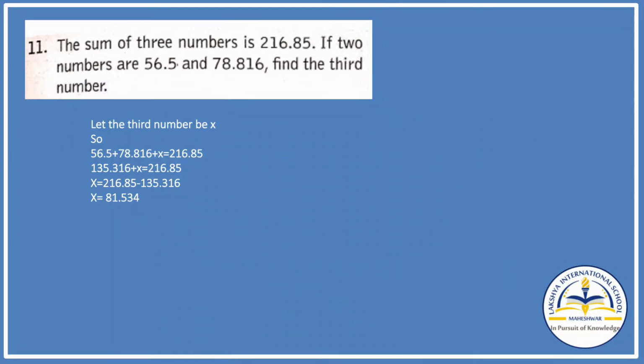Now 56.5, this is the first value, this is the second value, and the third value we have to find. So we have written here plus x equals 216.85. Now you have to add these two values, you will get 135.316 plus x equals 216.85. Now you have to subtract these values to get the value of the third number.